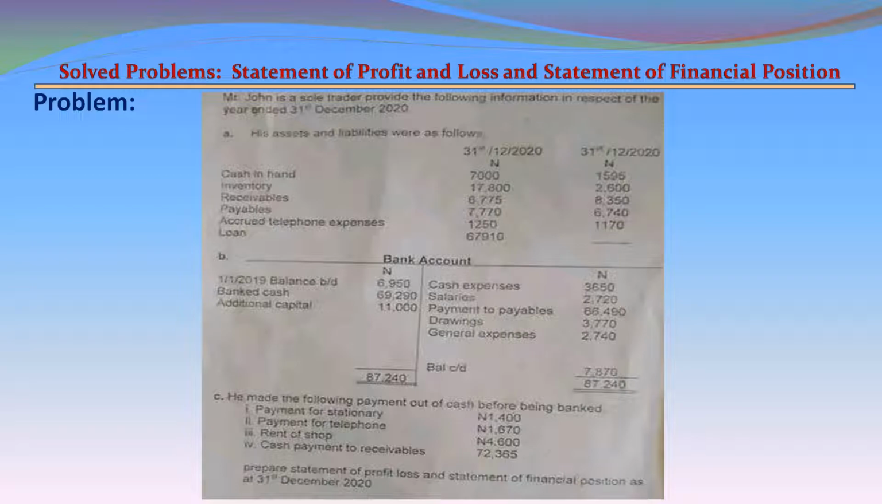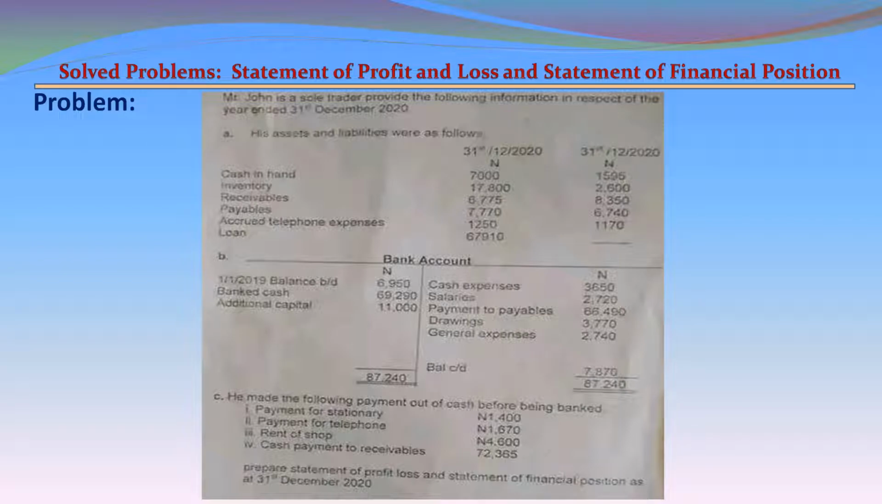B. Bank account 1st January 2019. Balance brought forward 6,950. Banked cash 69,290. Additional capital 11,000. Total receipts in the bank account are 87,240. On the credit side, the payments, cash expenses 3,650.